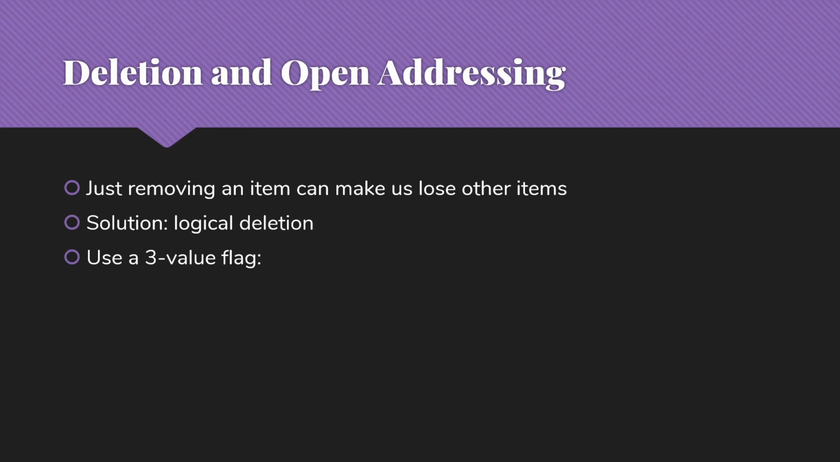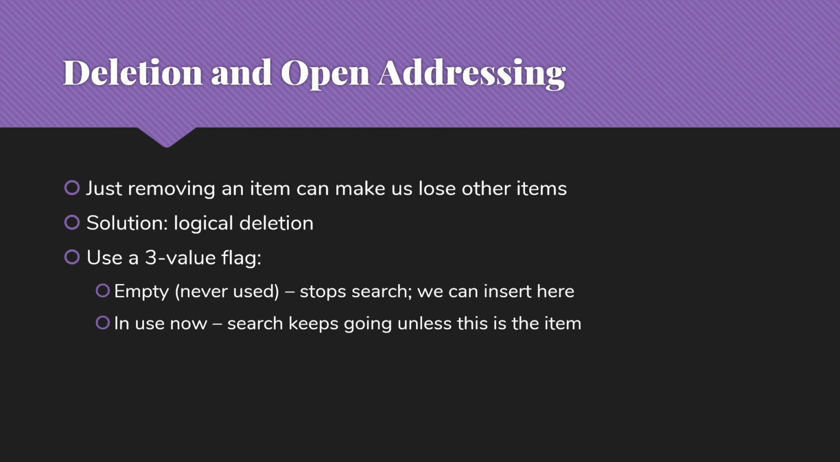So the idea is we're going to use a 3-value flag instead of a 2-value flag. Empty, never used, will stop the search and allows us to insert. In use now, search will keep going unless this is the item, whether we're searching, inserting, or deleting. Deleted, search will keep going because we know something used to be here and it might have kept an item we're looking for from being put here. But we can go ahead and insert here.